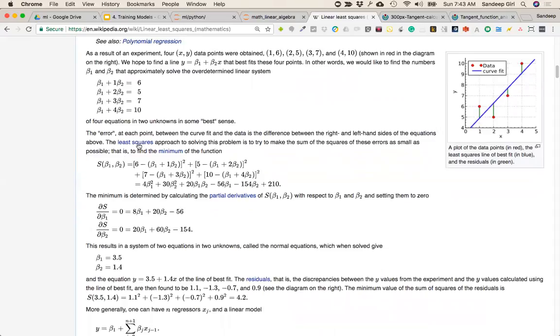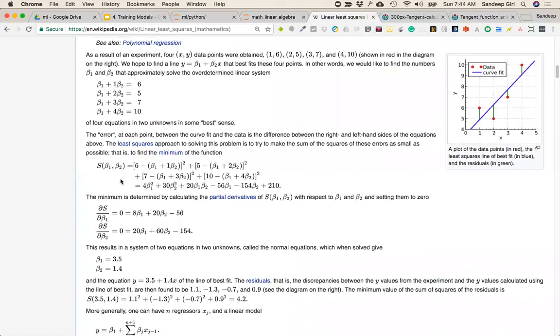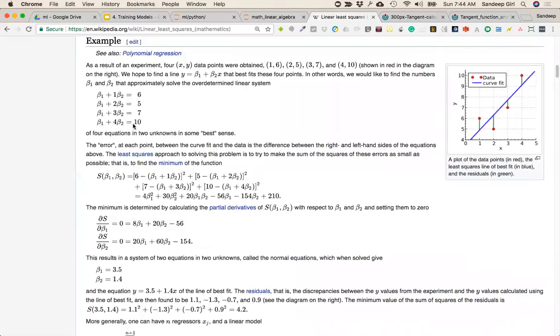Now let's compute how far we are from the actual value. We subtract the actual value. This is supposed to be equal to 6, this is supposed to be equal to 5, and so on. But since the line is not going through all of the points, there is an error in each of them. We subtract the predicted value from the actual value, and that's the error. Then we square the error everywhere, and this is the final value that we found.